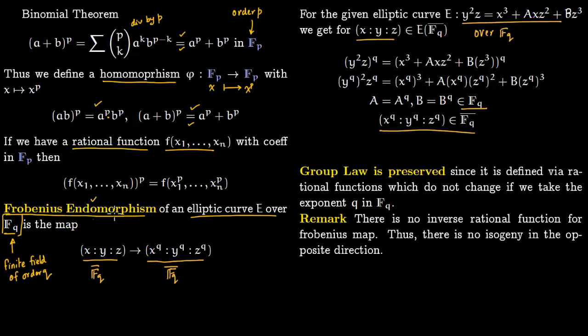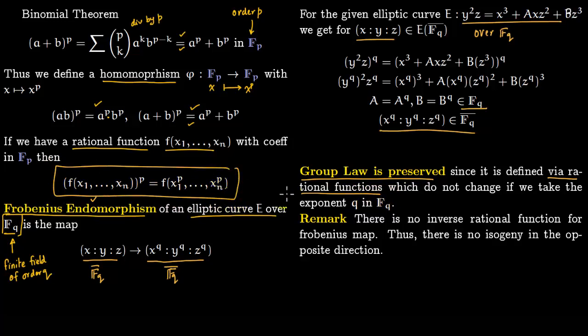Now we have to check that if we are saying it's an endomorphism of an elliptic curve, it has to preserve the group law. The group law is obviously preserved because this addition is defined via certain rational formulas. We define addition via the chord-tangent process, which was made algebraic. So this group law is defined via rational functions, and we have seen from right here that they do not change if you take exponent q. So they will again become something like this. So the group law is preserved.